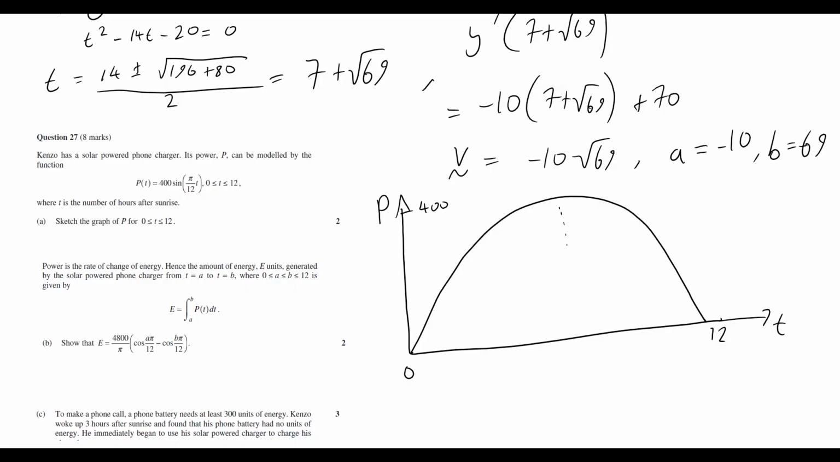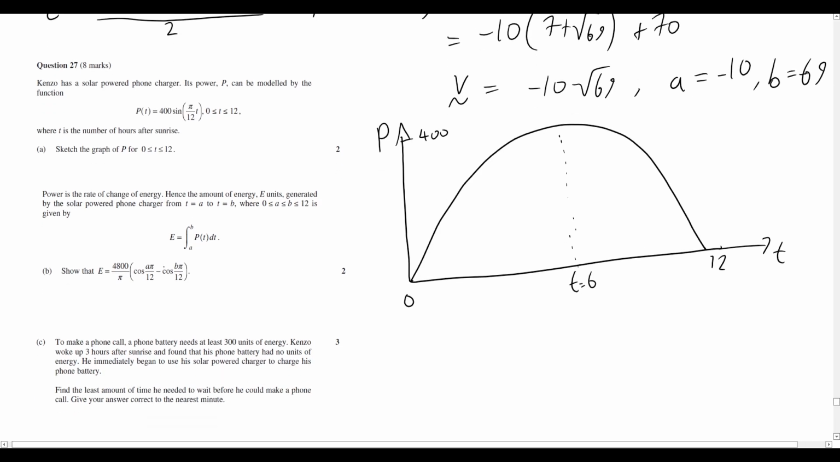Now we also know that therefore the peak must come at t equals 6, so we can include that at the moment. Okay, power is the rate of change of energy, hence the amount of energy, E units, generated by the solar-powered phone charger from t equals A to t equals B, where A is less than B, when B is less than 12, is given by the integral of P of t dt from A to B. Whew, okay, so show that E equals 4,800 over pi times cos of A pi on 12 minus cos of B pi on 12.